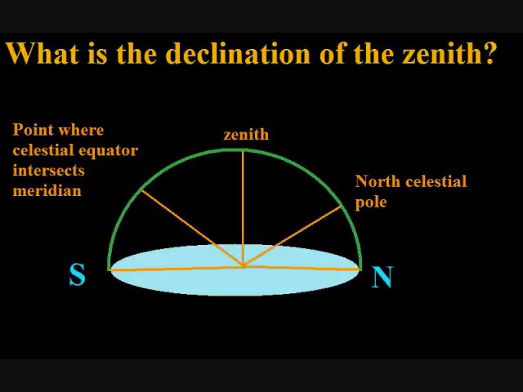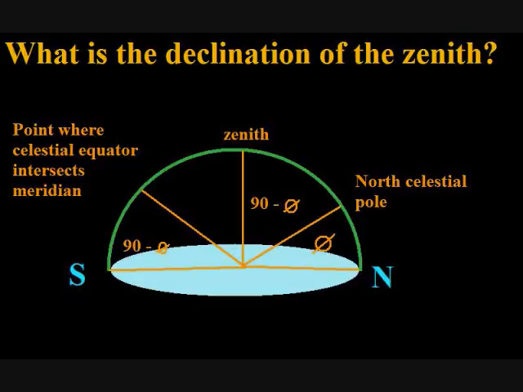So we know that the angle between the horizon and the north celestial pole is the latitude. And we've also calculated that the angle between the horizon and the point where the celestial equator intersects the meridian is 90 minus phi. Now, by trigonometry, we can see that the angle between the zenith and the north celestial pole must be 90 minus phi, because we know that the angle between the zenith and the horizon is 90. So that those two things have to add up to 90.